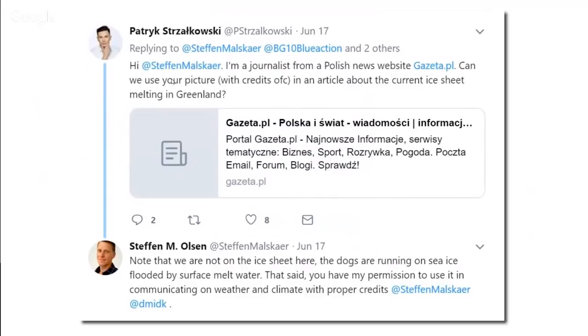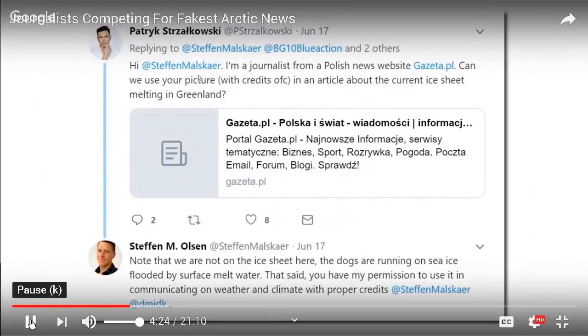Here's one. "Hi, Stefan. I'm a journalist from a Polish news website. Can we use your picture in an article about the current ice sheet melting in Greenland?" See right there, this Polish journalist does not understand that that's not an ice sheet, that it's sea ice. And here's the guy that works for the Danish Meteorological Institute, the entity that owns the dogs and the sleds and the instruments, stating that they're not on an ice sheet.